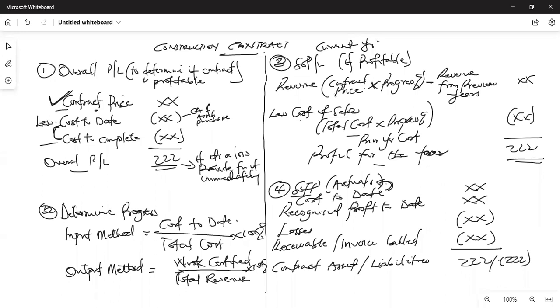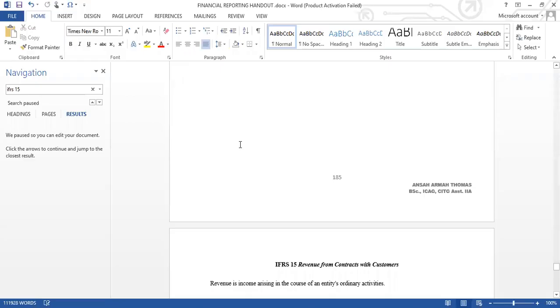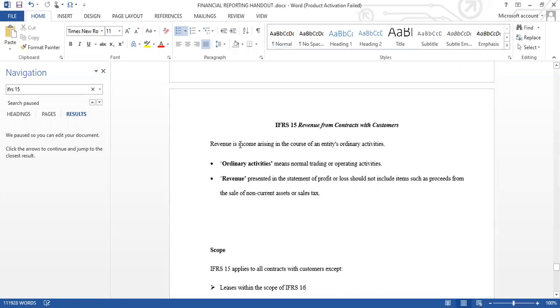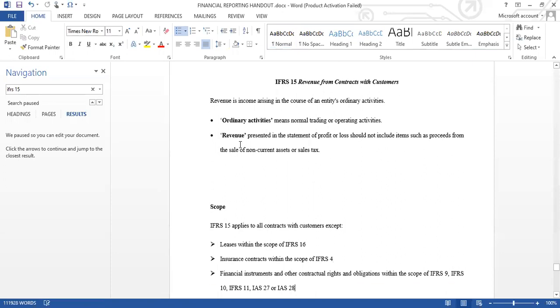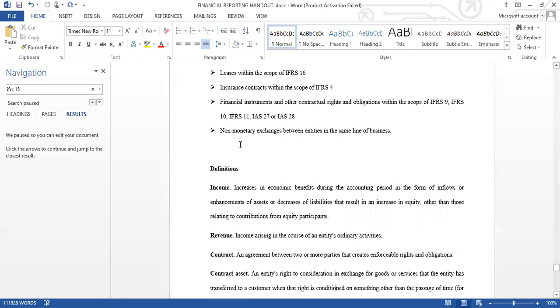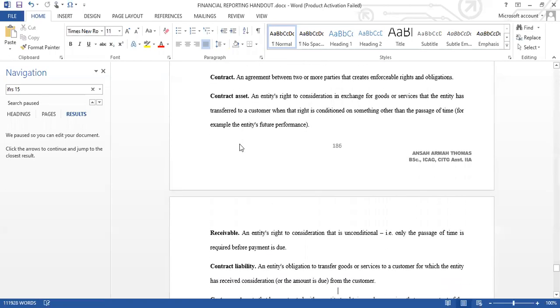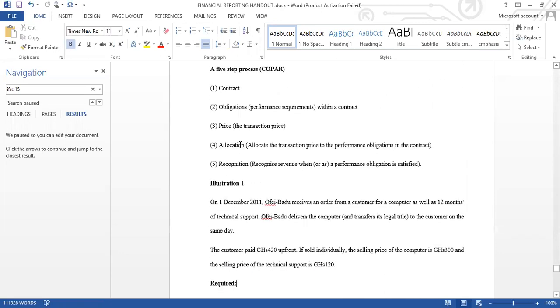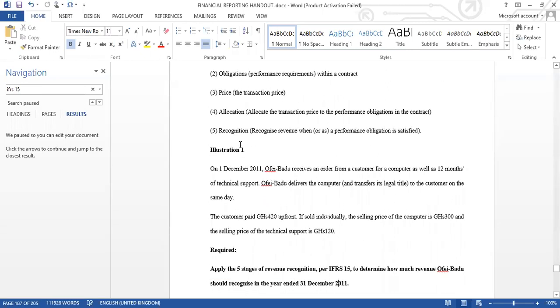So where is my manual? We've defined all these things. We talked about the 5-step approach. Okay, so let's look at this for testing the theory base.